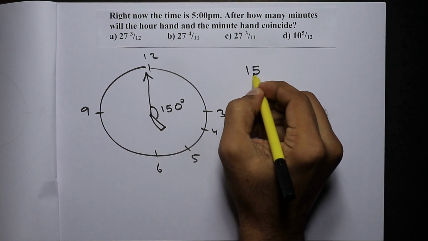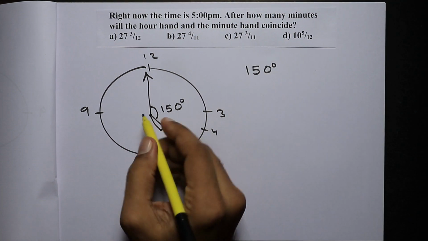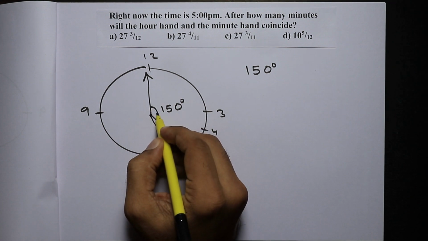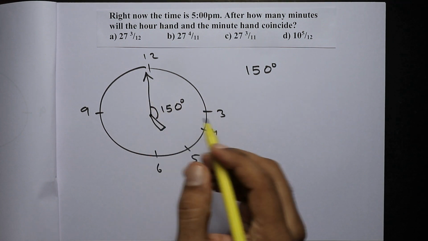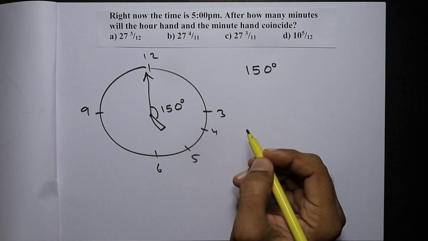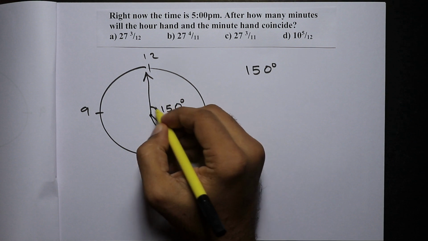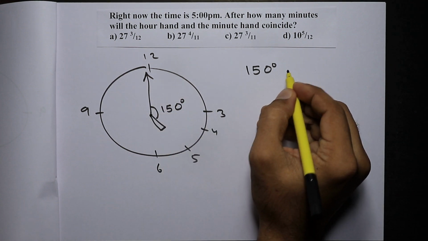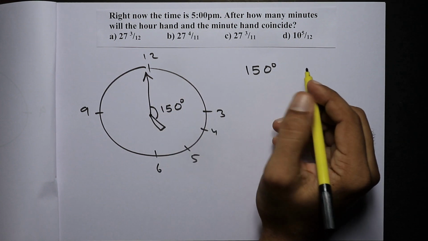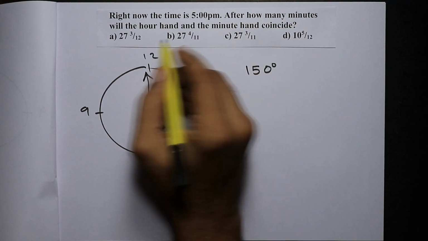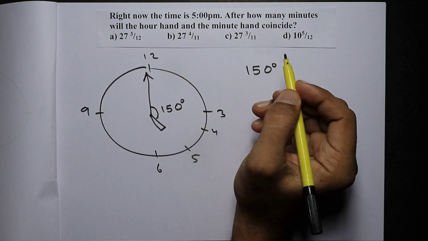So right now the angle is 150 degrees and you can see that the angle is decreasing because the minute hand is here. And every minute the angle will decrease by 5.5 degrees. So in 1 minute this angle will decrease by 5.5, in 2 minutes it will decrease by 11 and so on. Now the question is, after how many minutes will the hour hand and minute hand coincide?